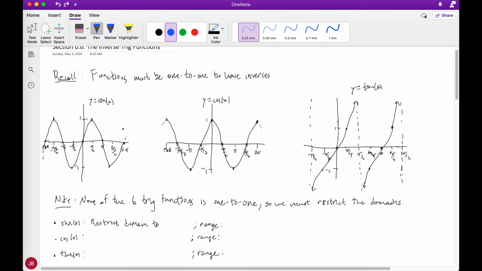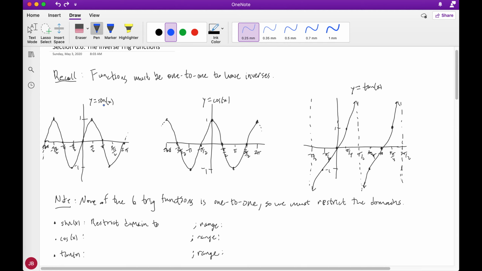However, if we try to find just a section of the domain where the graph passes the horizontal line test, then we'll use that instead. I think it's easiest to see with tangent. Here with tangent, you'll notice that as long as I'm between minus pi over 2 and pi over 2, I get this nice curve that passes the horizontal line test, right? So what we're going to do is forget about everything else and only restrict our domain to minus pi over 2 to pi over 2.